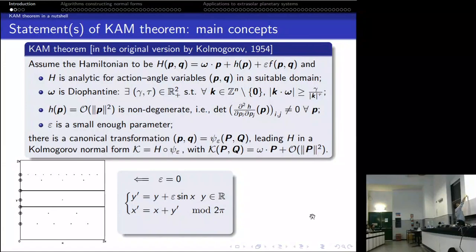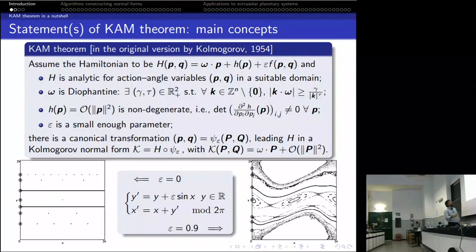Here I have plotted some initial conditions, and most of them correspond to periodic orbits, okay? Except two curves in bold that, when you switch on the perturbation, are transformed into those invariant curves. Well, in which sense? In the sense that the frequency of the motion here is the same as the frequency here.